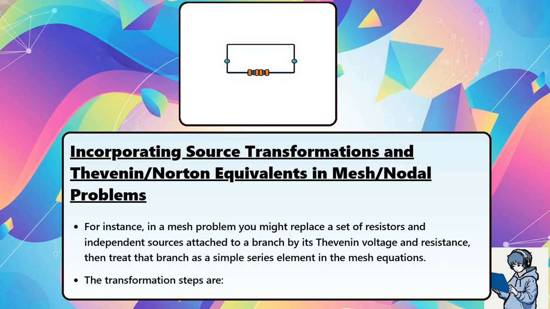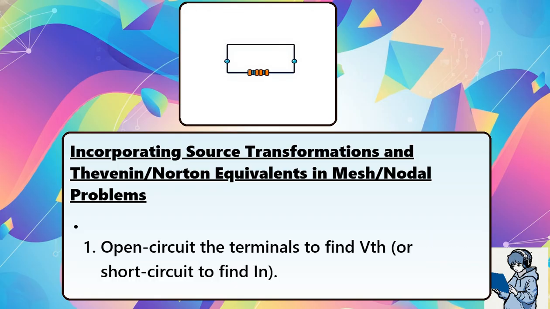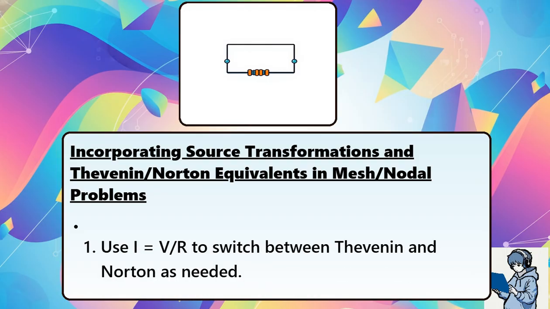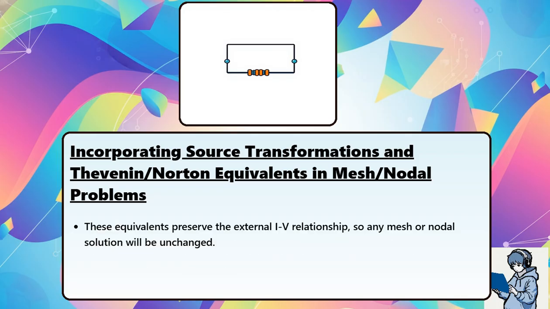The transformation steps are: open circuit the terminals to find VTH, or short circuit to find IN. Turn off all independent sources: set voltage sources to 0 volts, short current sources to 0 amperes, open to find the equivalent resistance RTH. Use I equals V over R to switch between the Thevenin and Norton as needed. These equivalents preserve the external IV relationship, so any mesh or nodal solution will be unchanged.